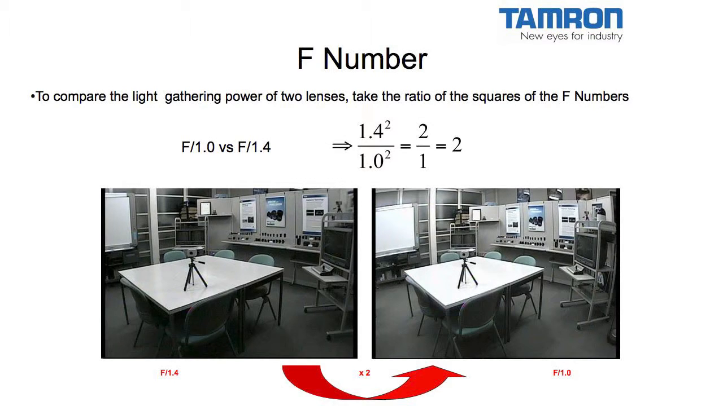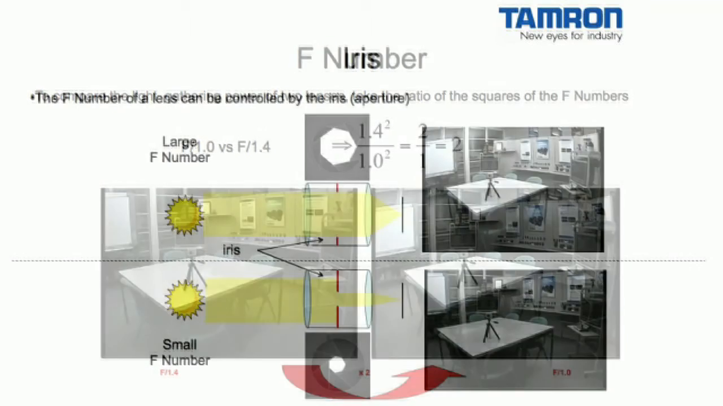To compare the light gathering powers of two lenses, compare the ratio of the squares of the F numbers. To compare a lens with an F number of 1.0 with a lens with an F number of 1.4, take the ratio 1.4 squared over 1.0 squared to obtain 2. This tells us that the lens with the F number of 1.0 has twice the light gathering power of the lens with the F number of 1.4 and will provide an image that is twice as bright.